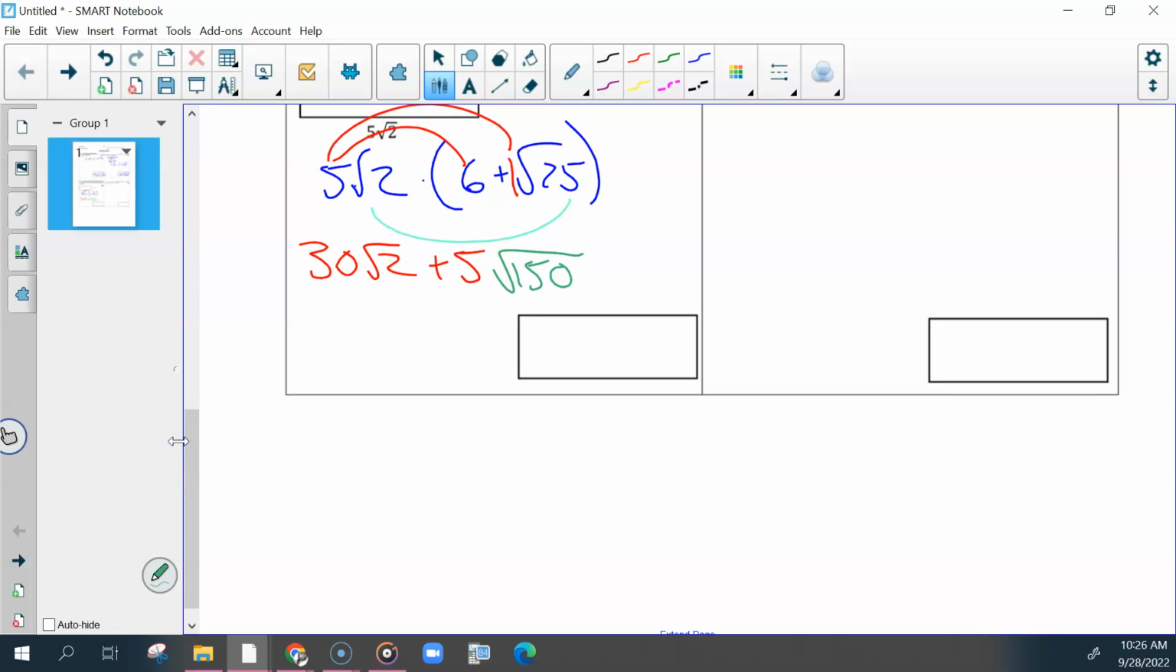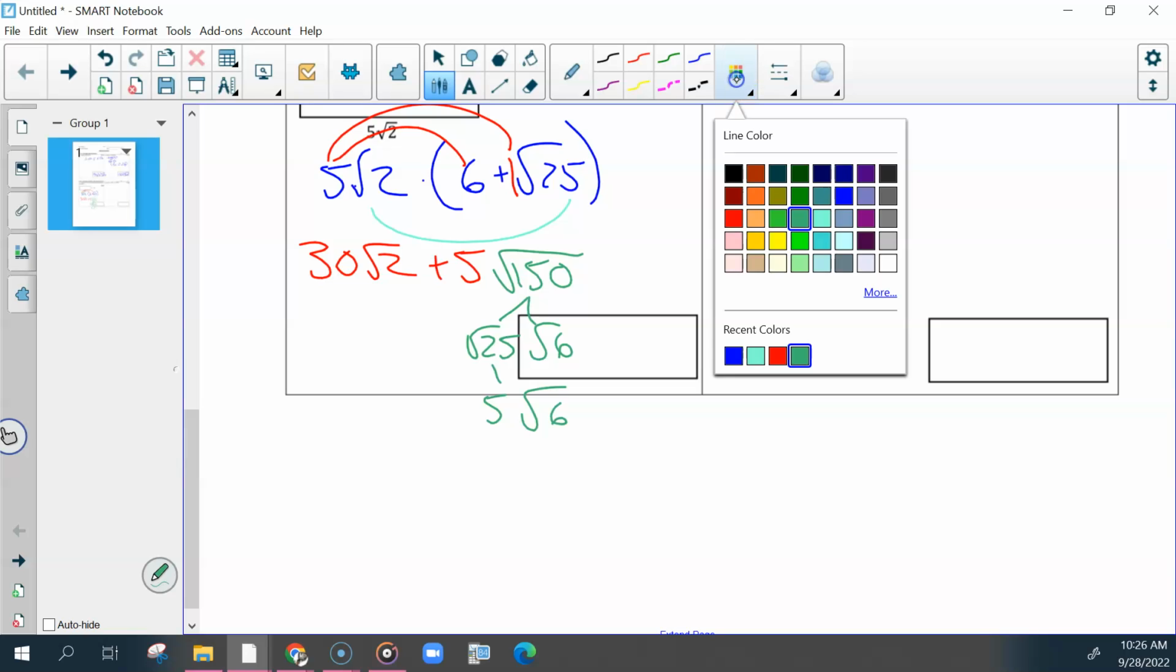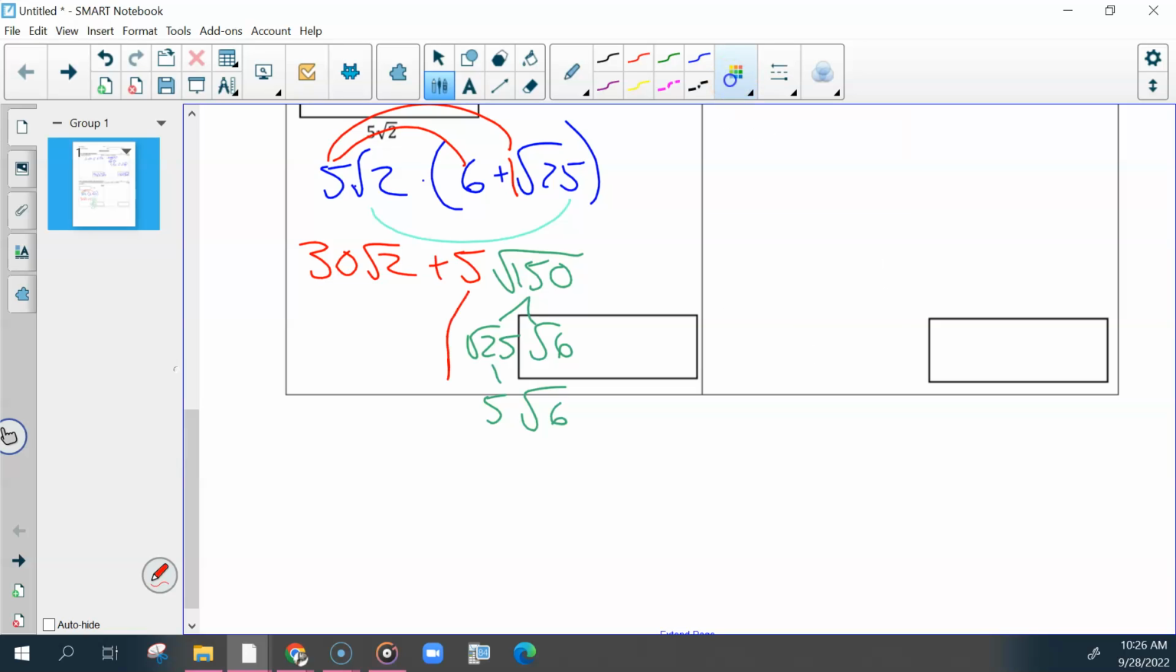Then you could break this down. Again, I'm using the simplest method, so 25 and 6 work. This would give us 5 times the square root of 6. We would have to bring down this 5 and multiply. So after we multiply, see if we can simplify. And we can't because we don't have the same insides.